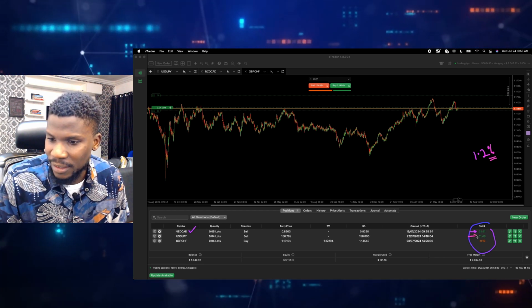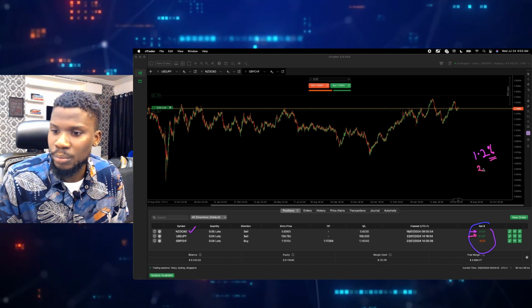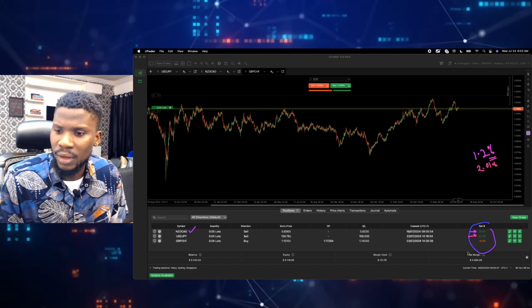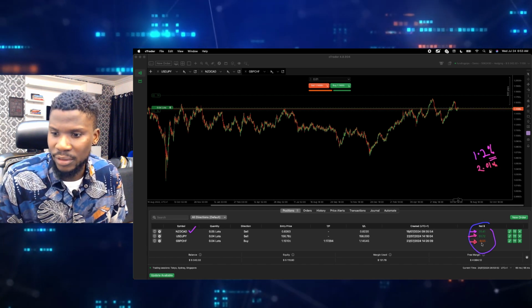This one right here is $51, which is still running. It's a floating profit, right? So that's like maybe 2.01% profit. And currently pound CHF is running at -$9 right there.